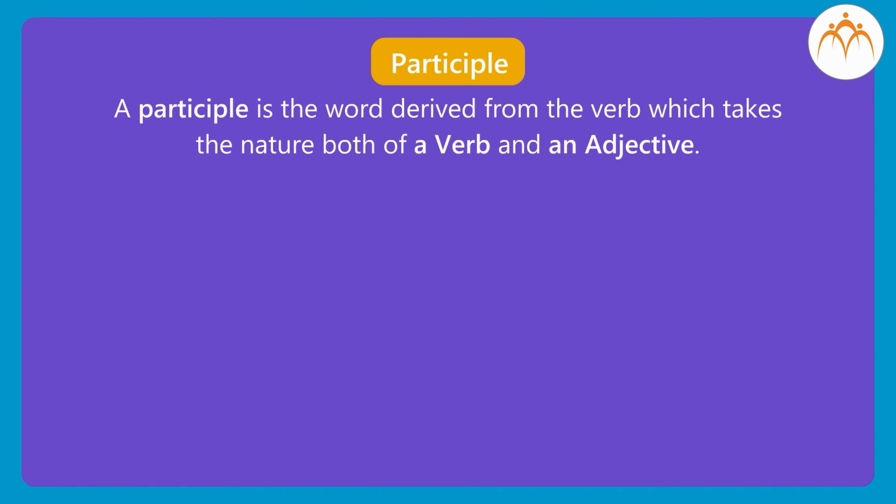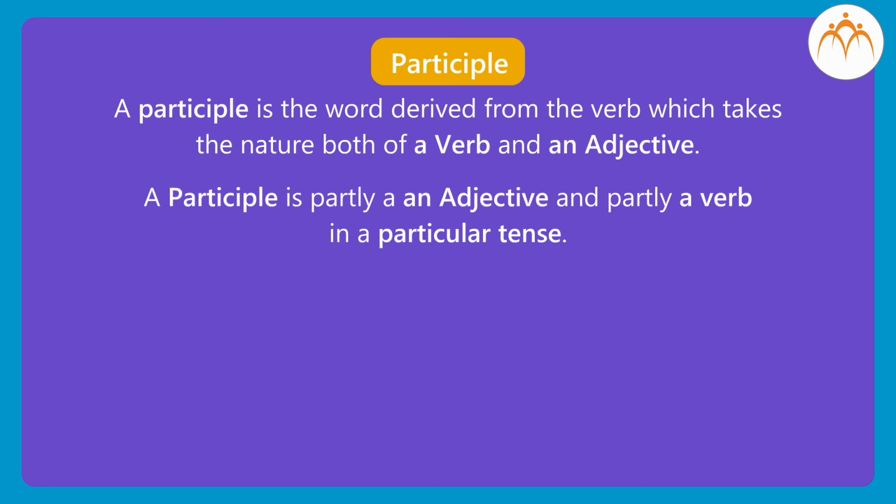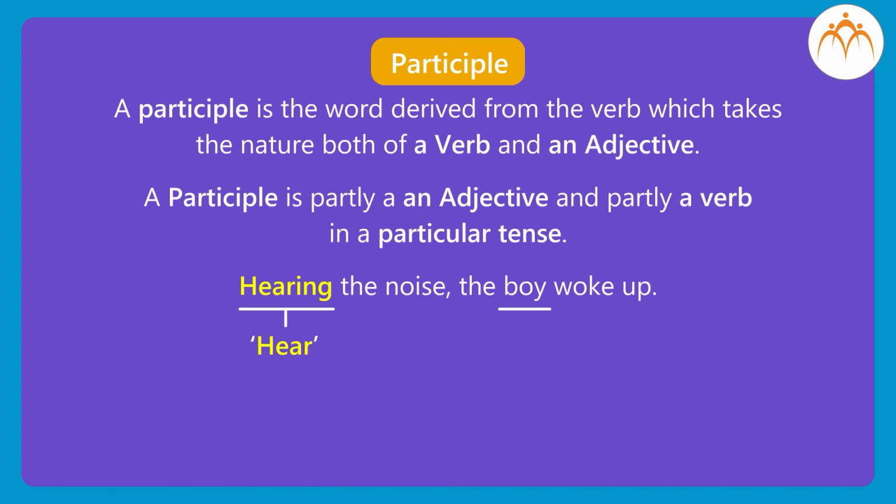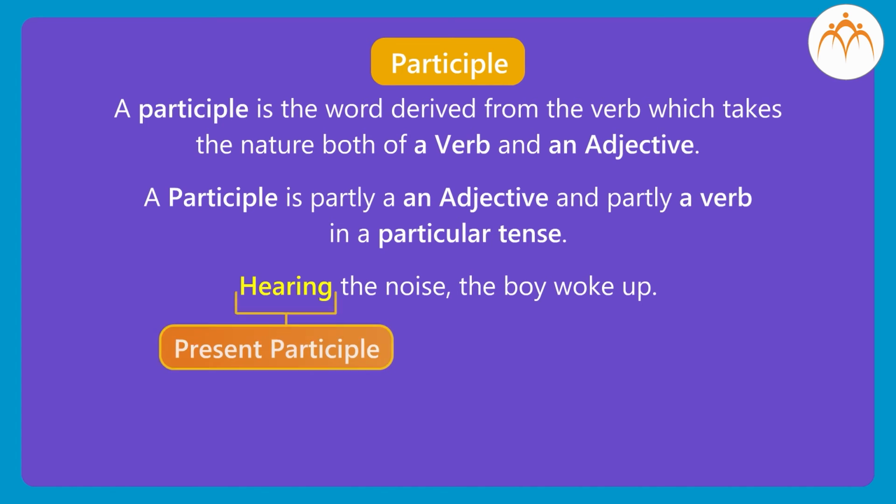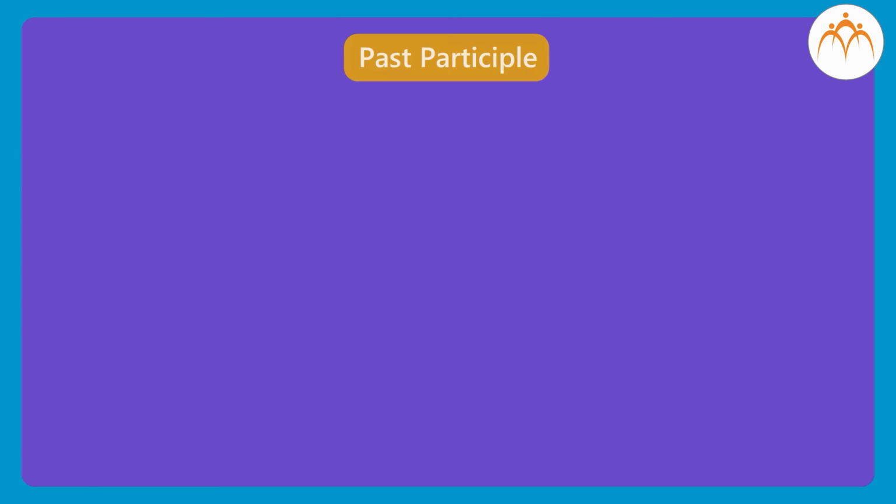Participle. A participle is the word derived from the verb which takes the nature both of a verb and an adjective. In short, a participle is partly an adjective and partly a verb in a particular tense. For example, hearing the noise the boy woke up. The word hearing qualifies the noun boy as an adjective does. It is formed from the verb hear. This form is the present participle.